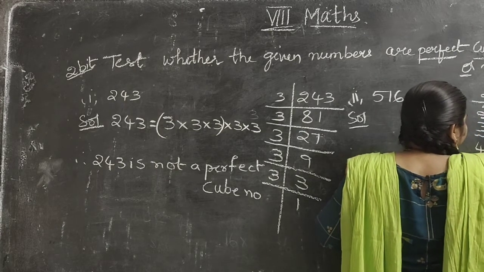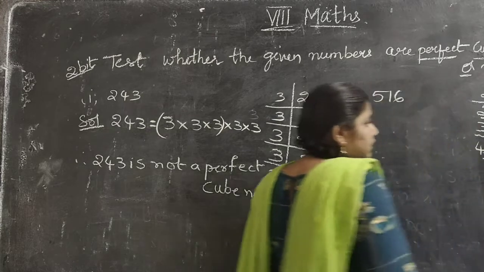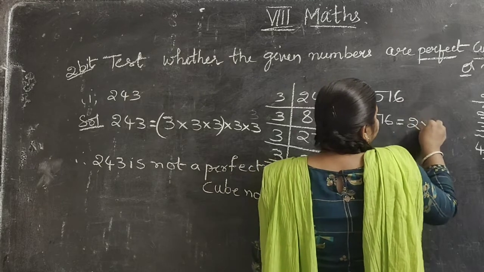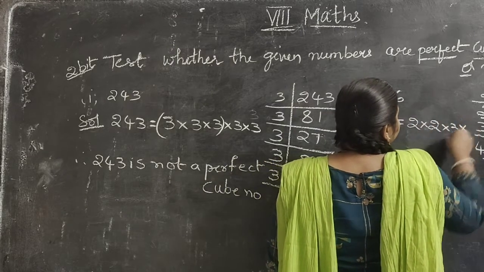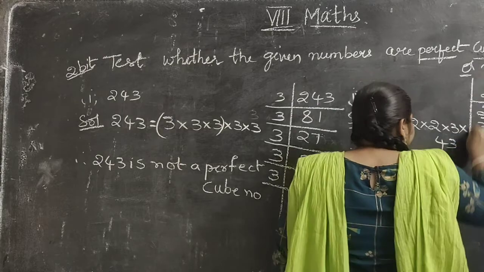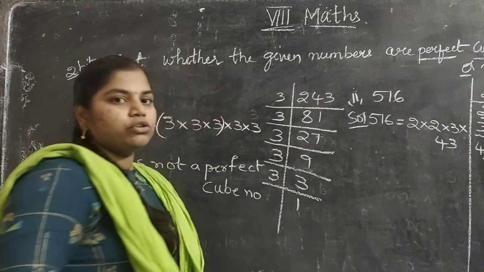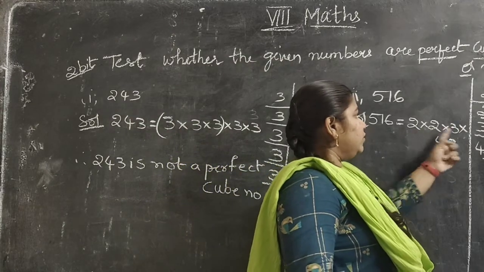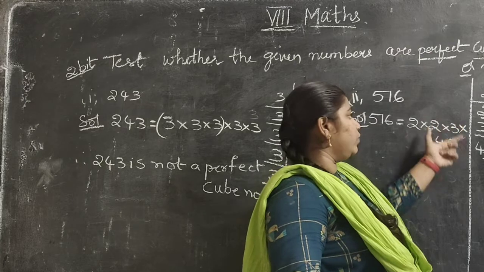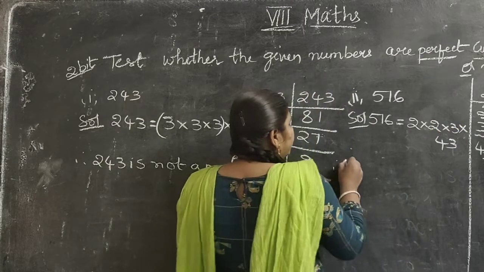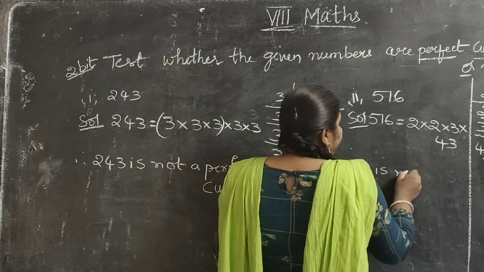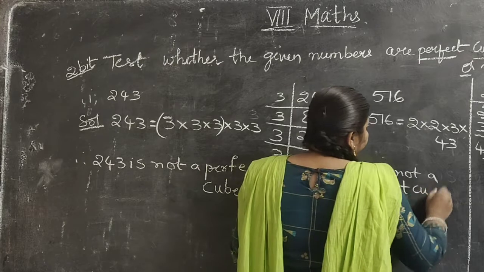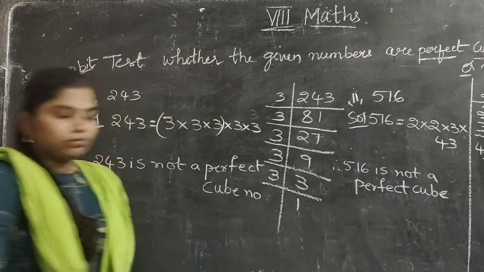So 43 is a prime number. So 43 ones are 43. So how can you write this? 516 can be written in the form of 2 into 2 into 3 into 43. But it is not having any equal factors. Product of 3 equal factors we will call a perfect cube. But we are not having any 3 equal factors. So therefore 516 is not a perfect cube. So this is the second one.